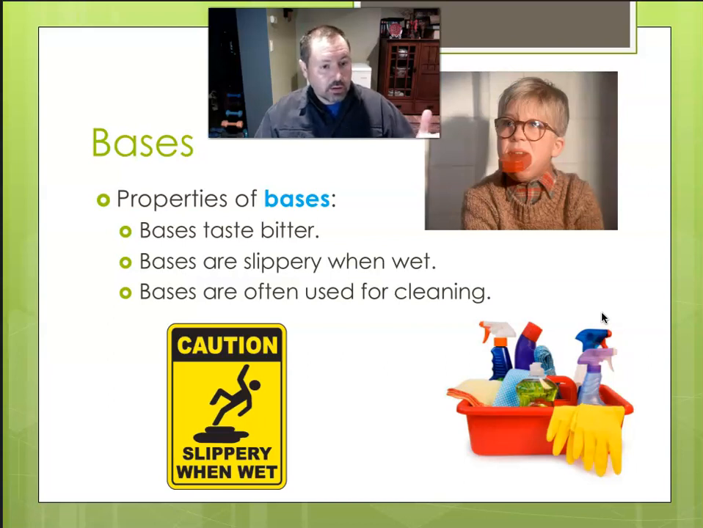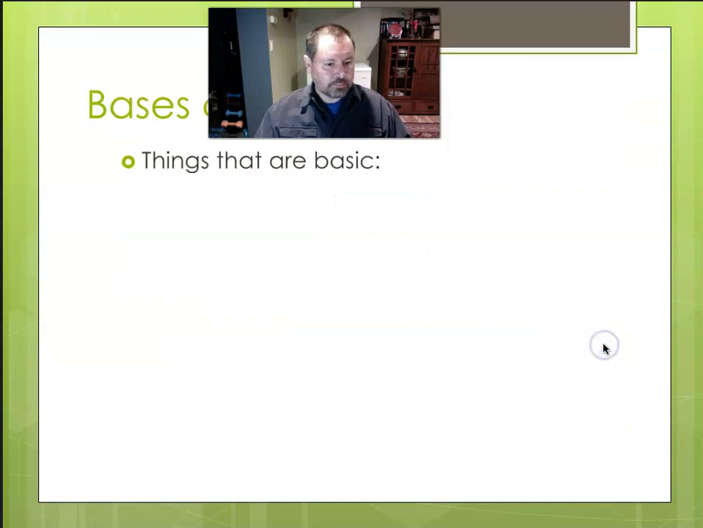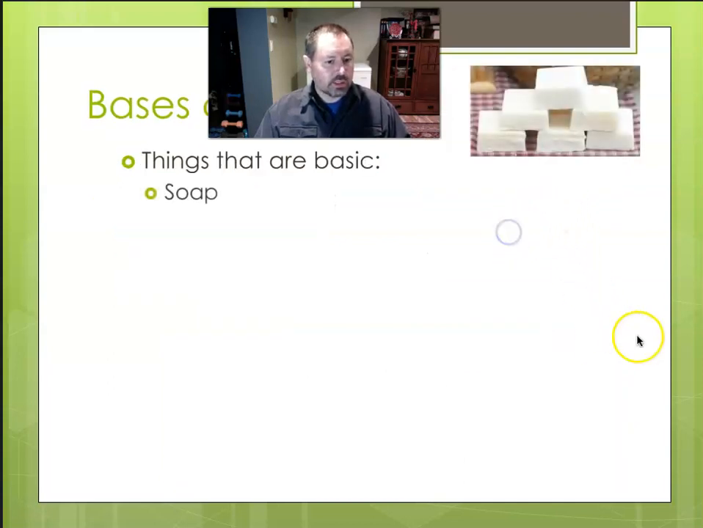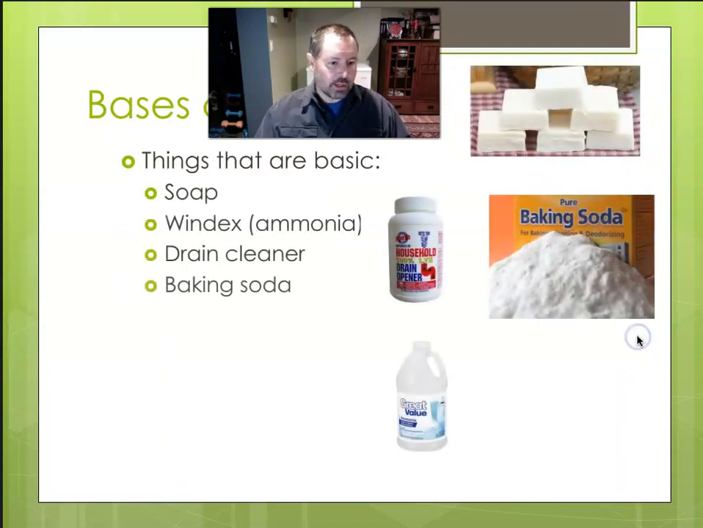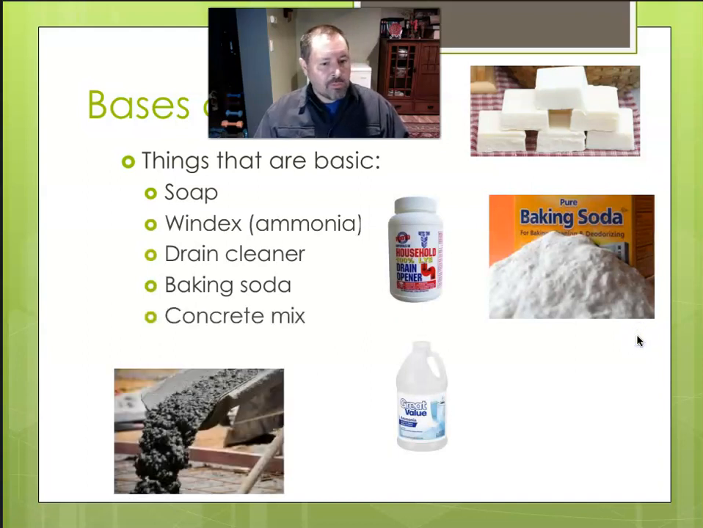Toilet bowl cleaner, Drano, all those things are pretty strong bases. So here are some things that are basic. Oh, I kind of gave it away, didn't I? Soap, that's a base. It's not a very strong base because if it was super strong, it would hurt your hands. Windex, the ammonia in Windex, that's a base. Drain cleaner, very, very strong base. Be very careful with drain cleaner.